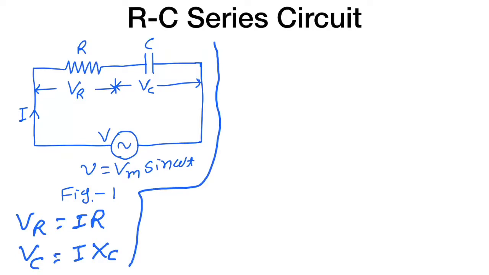Now we draw a phasor diagram for the RC series circuit. For that we take current I as a reference. Voltage across the resistor and current through the resistor are in phase. The phase difference between voltage and current is 0. So VR is in phase with current I. The angle between VR and I is 0. This vector OA represents the voltage across the resistor VR.